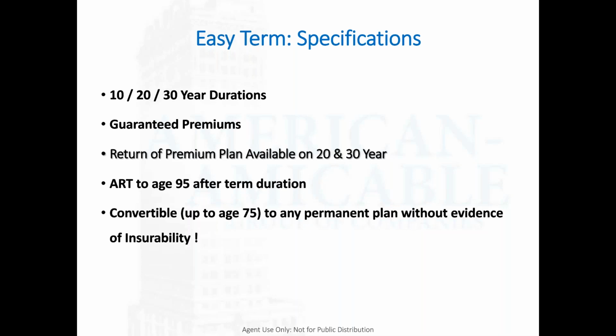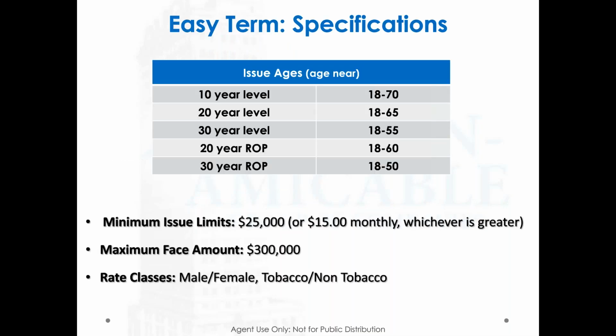For people who are concerned about that, you can convert any plan of term insurance with us all the way up until the age of 75 to a permanent plan of insurance, and they don't have to show insurability. So they can lock in their health, their rate, and their coverage anytime they want down the road with us. So you have that convertibility if they're concerned about losing coverage once the term expires.